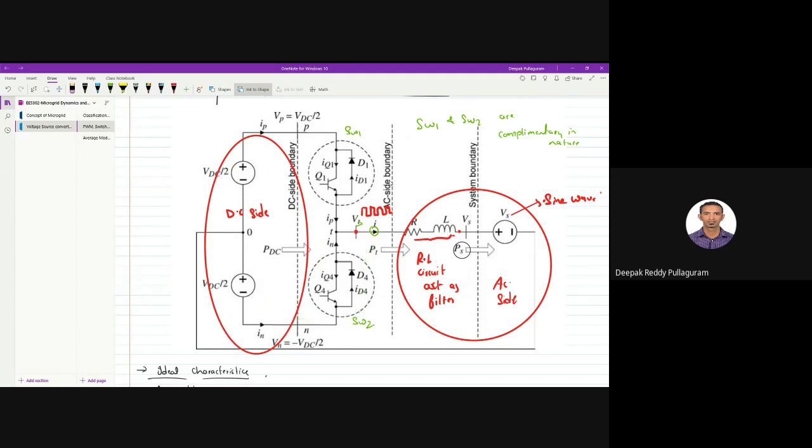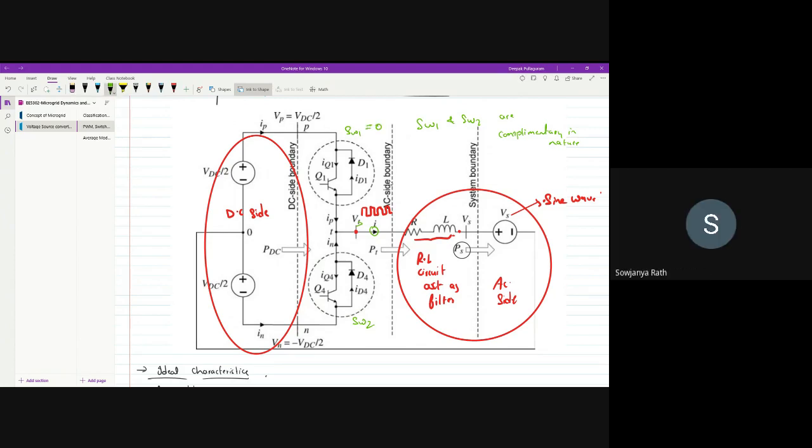To make this I positive, the only way the current can flow is through diode D4. Will you all agree on this? Yes. So why not Q1? Q1 is no, we don't even have a switching pulse. SW1 is 0.